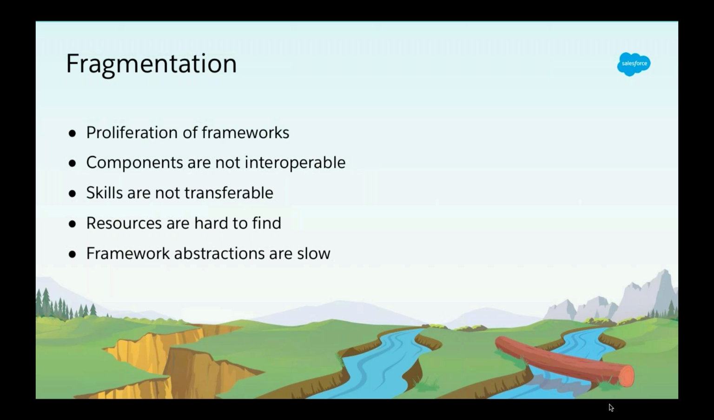This makes it really hard to find resources. People who have these expertise are niche, so finding resources is super hard. And the other important thing which we briefly touched on in the previous slide: framework abstractions are slow.